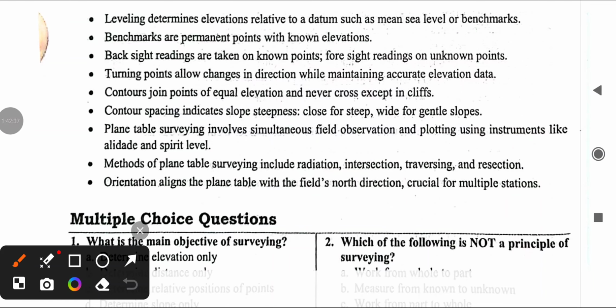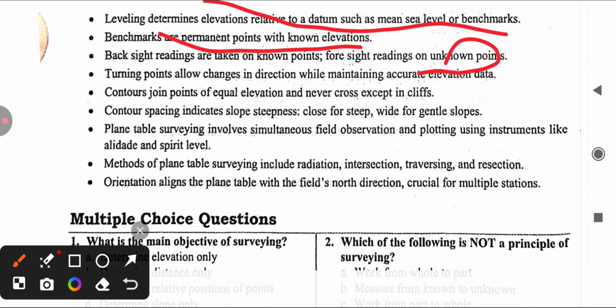Levelling determines elevation relative to a datum such as mean sea level or a benchmark. Benchmarks are permanent points with known elevation. Backsight readings are taken on a known point, foresight readings on an unknown point. Turning points allow change in direction while maintaining accurate elevation data.